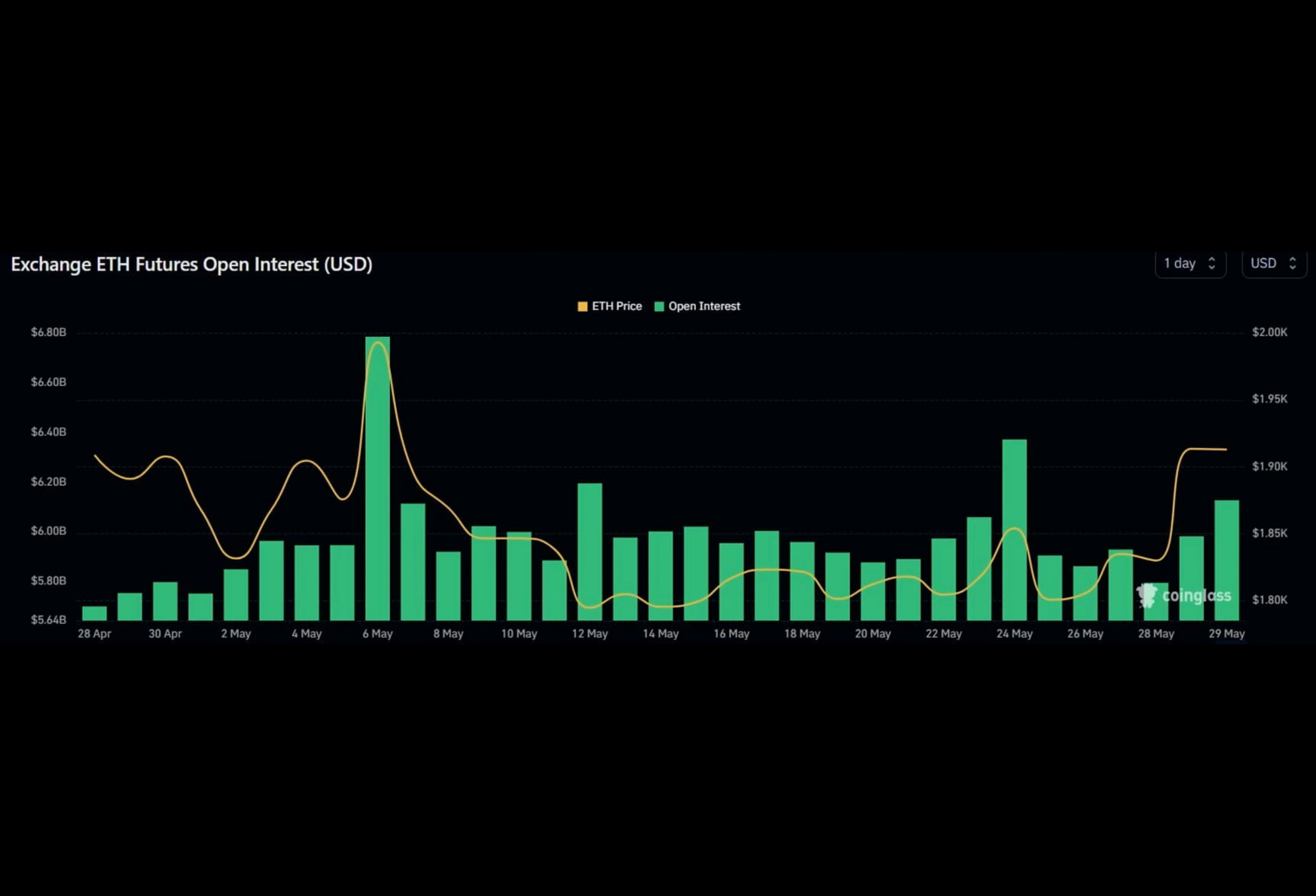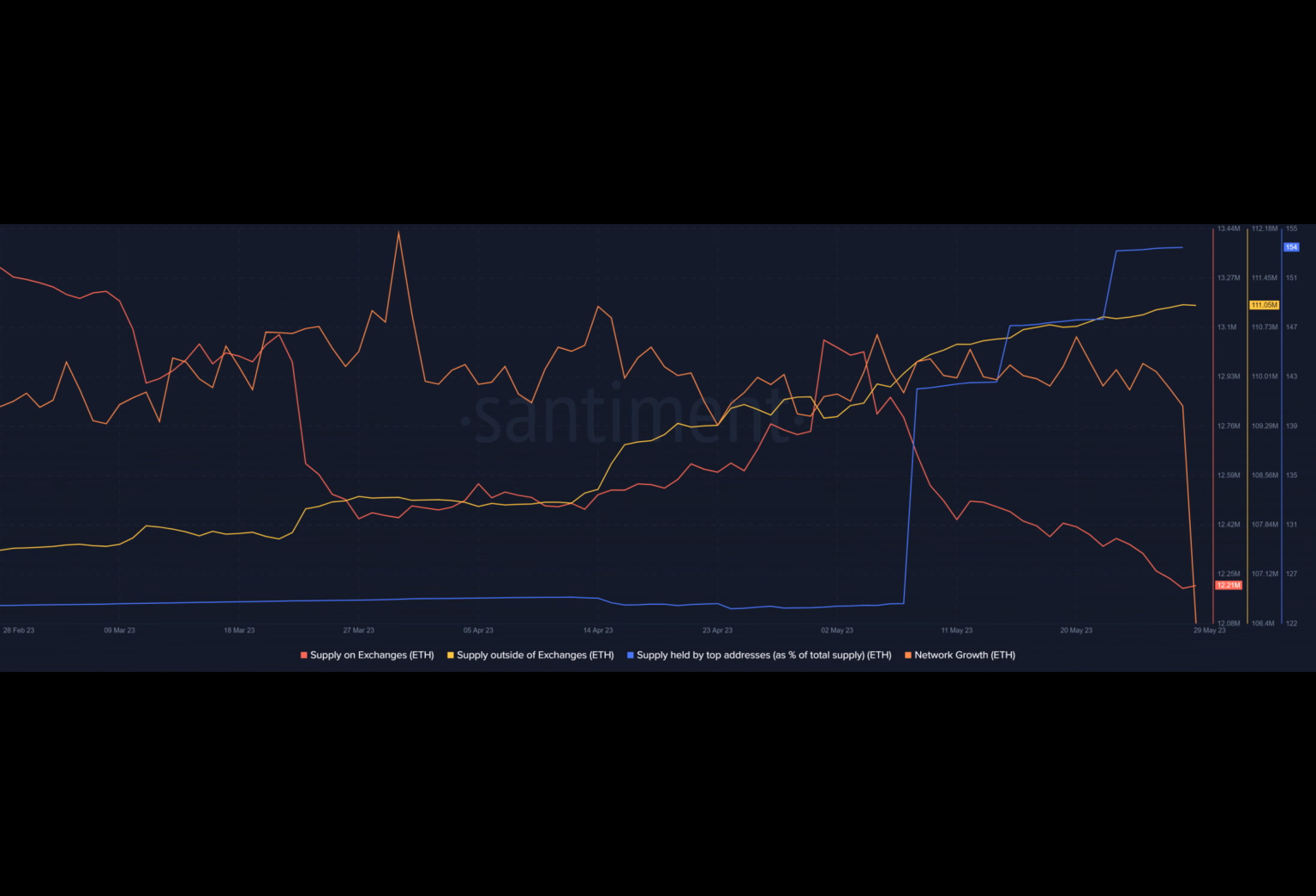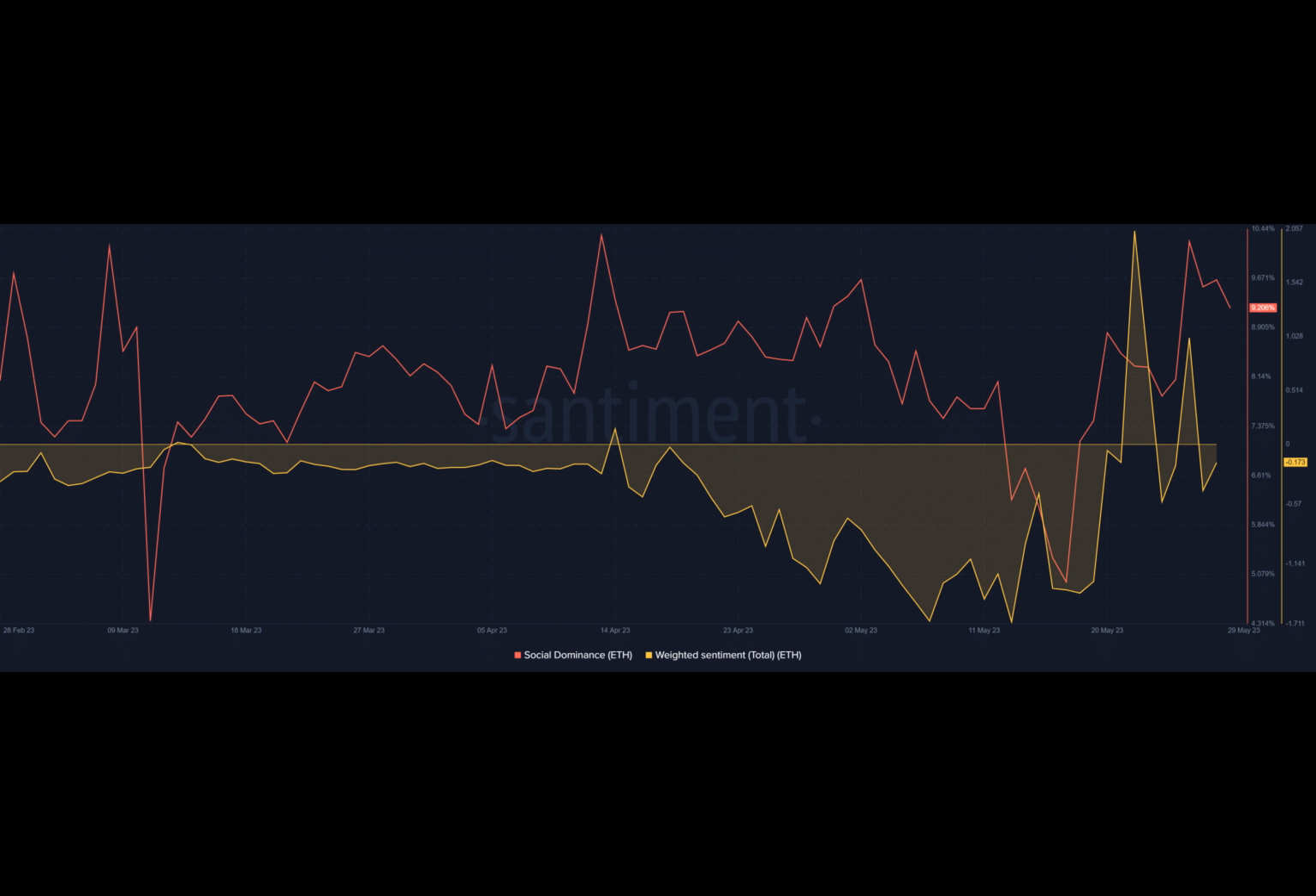Although the aforementioned data suggested a sell-off from the whales, it was not true throughout. For instance, ETH's balance on exchanges reached a 5-year low. This indicated that the token was definitely not under selling pressure. Rather, investors were actually accumulating.